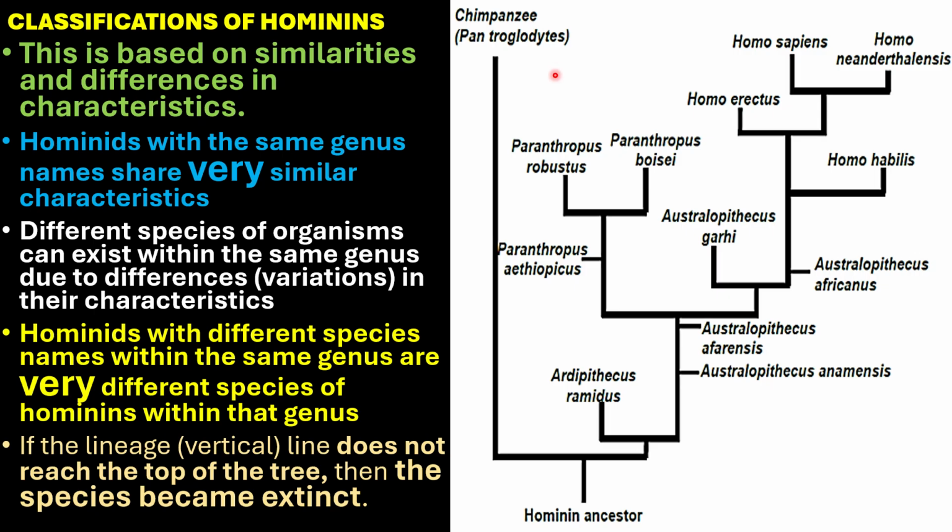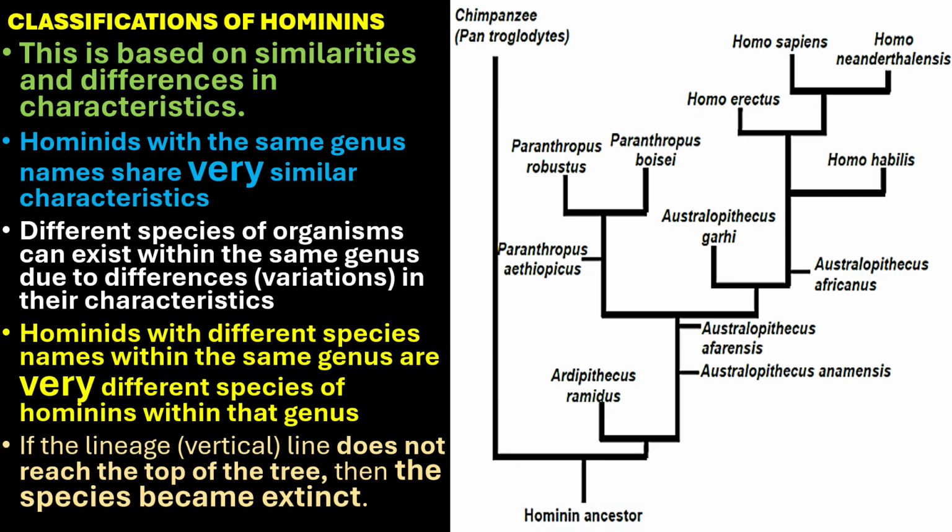The line did not reach the top. If the line does not reach the top, it means they are extinct. Paranthropus boisei, same thing. Australopithecus garhi, the line did not reach the top. It means they are extinct. Homo erectus, you see the vertical line is short because they have become extinct. Homo habilis do the same. Homo neanderthalensis. For chimpanzee, the line reached the top. Once the line reaches the top, it means they are still alive. They are still existing. If the line is short, it means they are what?